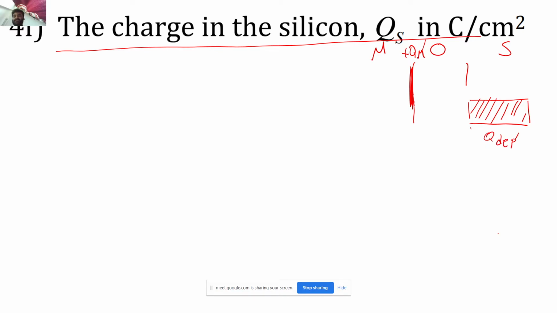Now this is an acceptor, a p-type semiconductor. So what is the charge value over here? Minus Q times Na. But this is rho v.